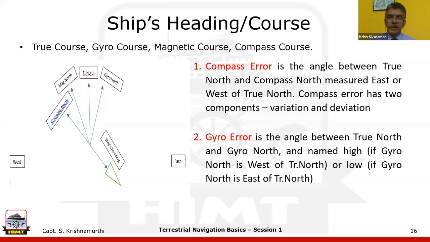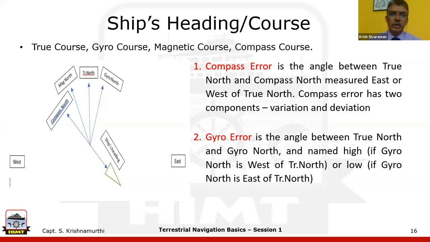And this variation is named how? East or west. Okay, east or west. Fine. High and low is in gyro. Gyro error is named high or low.